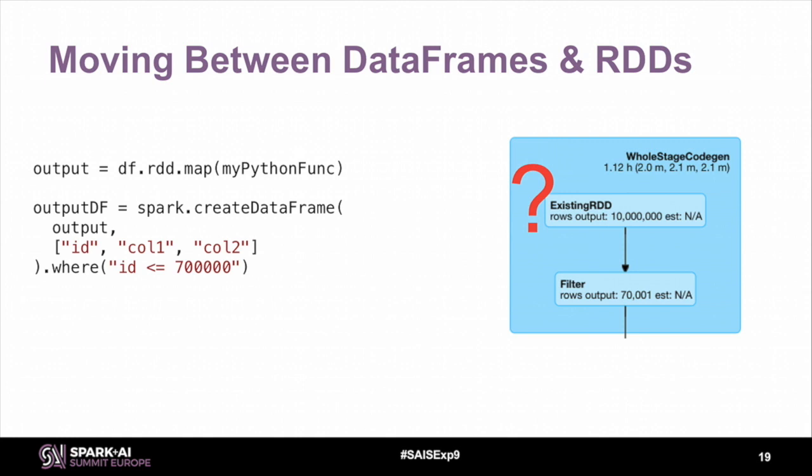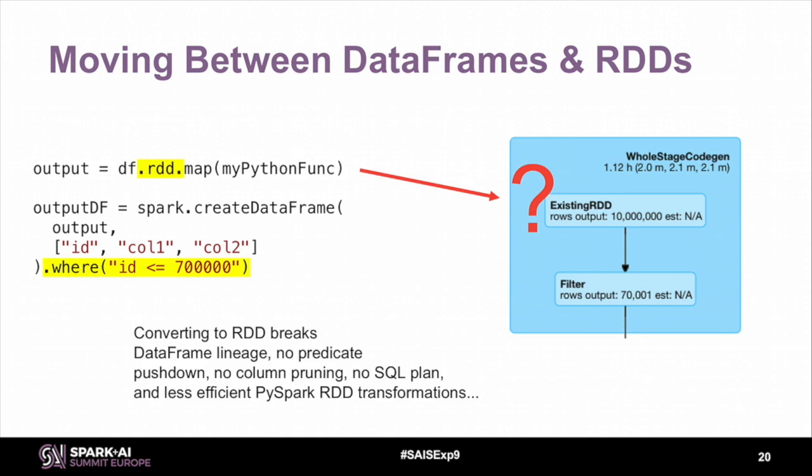If you notice in this query plan, the first step is an existing RDD step. That's basically saying we have some RDD that was turned into a data frame, and then we're doing some operations on it. But we've now lost all that useful information that we would normally get with the Spark data frame SQL plan to understand what's actually going on behind the scenes. And again, because I'm applying this filter after having converted to an RDD, I've lost that predicate pushdown.